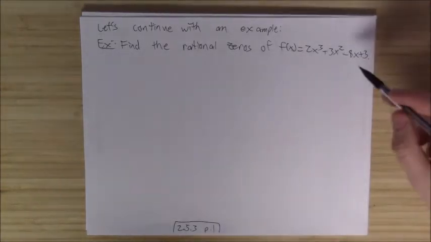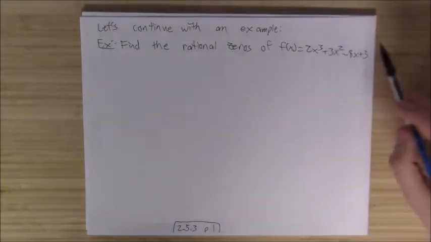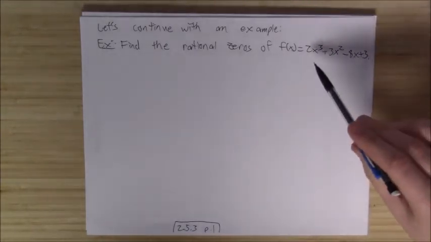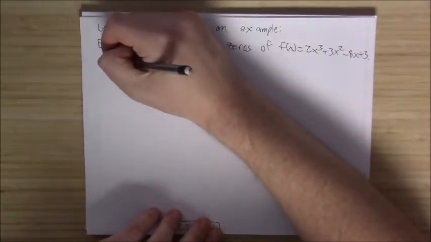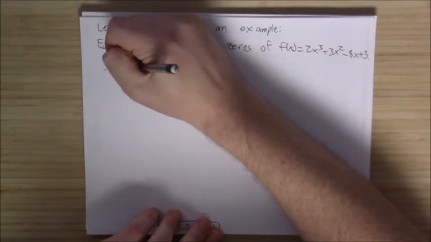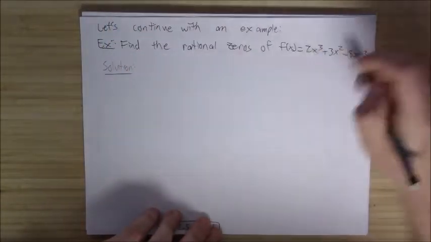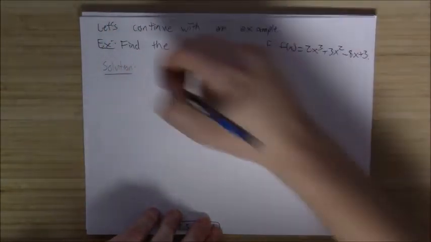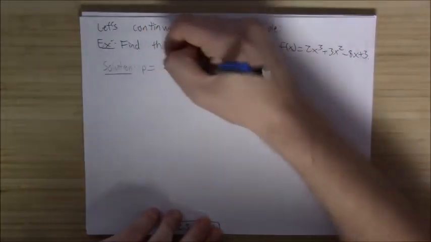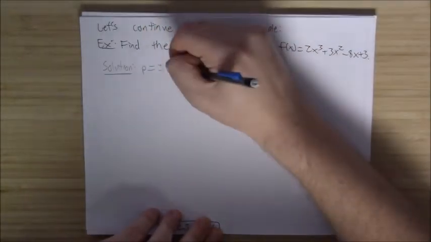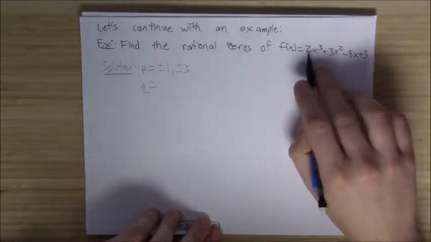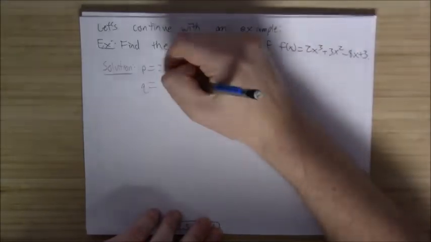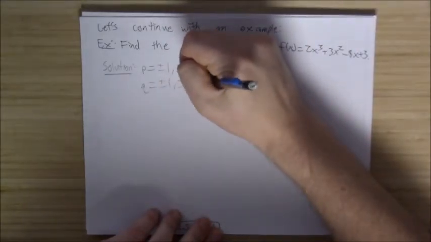Again, similar to the second example in the last video, grouping's not going to get us anywhere, so we really just need to start trying to guess some zeros. What could p be for a rational zero? P could be plus or minus 1 or plus or minus 3. Q could be plus or minus 1 or plus or minus 2.